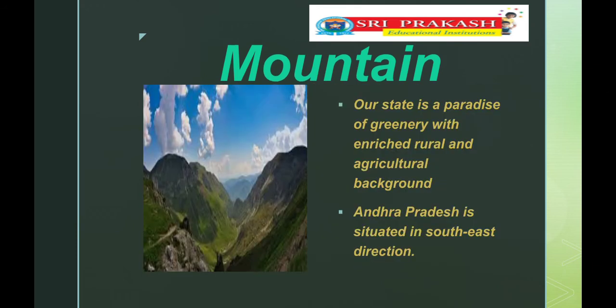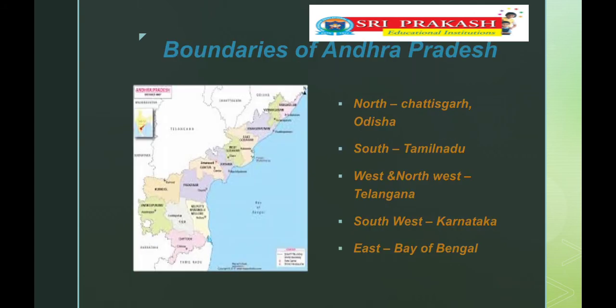Next, if you observe the next slide, children, this is Andhra Pradesh. Our state is a paradise of greenery with an enriched rural and agriculture background. Andhra Pradesh is situated in the southeast direction, children. If you observe the India map, it is located in the southeast direction. It is very rich in agriculture, children. Next, the boundaries of Andhra Pradesh, children.